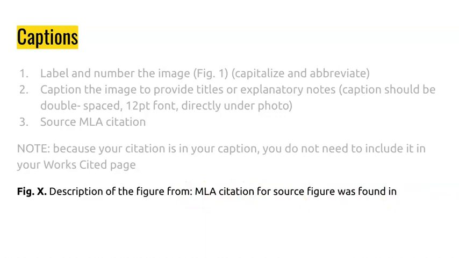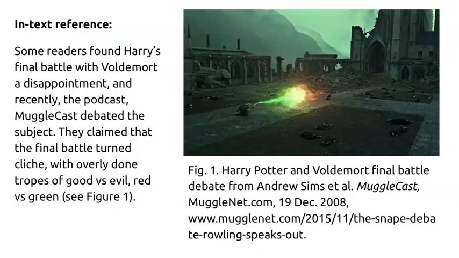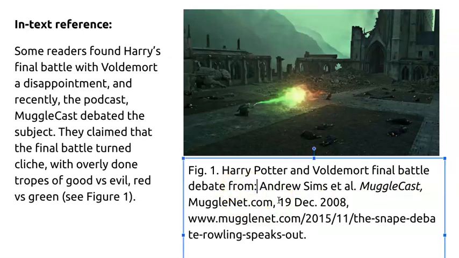So let me give you an example of that. Say I'm writing an essay on Harry Potter, which, why would you not want to write an essay on Harry Potter? And you're engaging with your image in the text itself. Your figure would look like this. Fig 1, period. The title that you give it, Harry Potter and Voldemort Final Battle Debate. The word from, it's missing the colon there. And then you'd include the MLA 8th edition in-text citation. And again, I'm not going to see this in your works cited page because it's included right here.